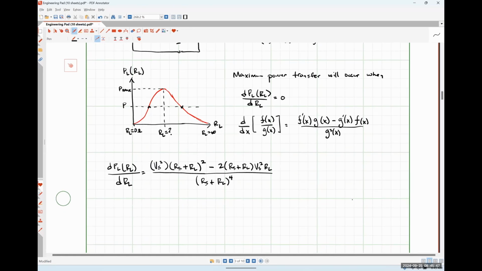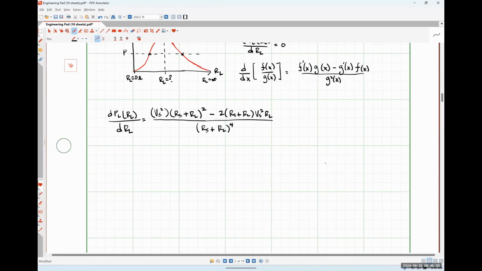So we want this thing to be equal to 0, right? Which means effectively we just need the numerator to be equal to 0. So I'm going to throw away the denominator because it doesn't matter. Okay. So I've got a factor of Vs squared, Rs plus RL quantity squared is going to give me Rs squared plus twice Rs RL plus RL squared.